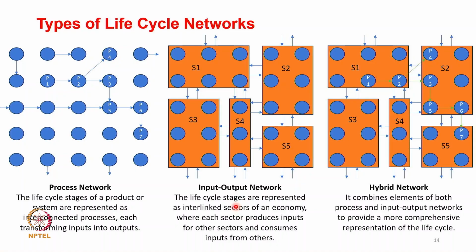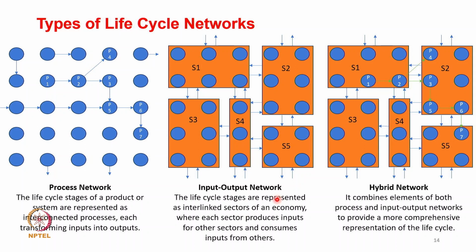One we call a process network. In a process network, typically represented like this, we are looking at life cycle stages of a product or a system that are represented as interconnected processes, each transforming an input to an output. So, each unit here would transform an input to an output.